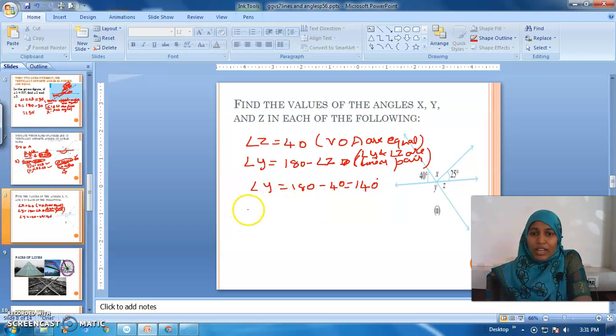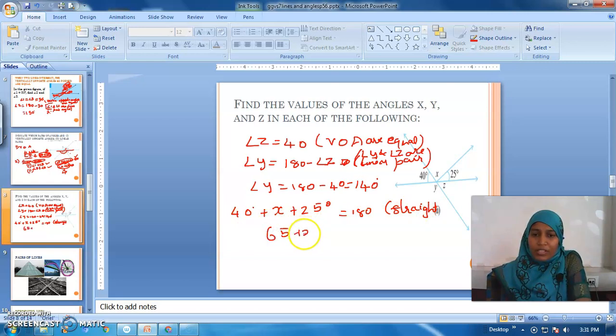When it comes to angle X, you will write 40 plus X plus 25 is equal to 180. Straight angle. What is the reason? You will mention straight angle. So 40 plus 25 is 65 plus x is equal to 180. X is equal to 180 minus 65. So 115.